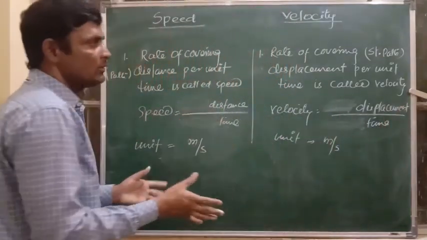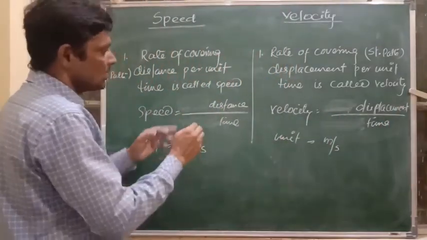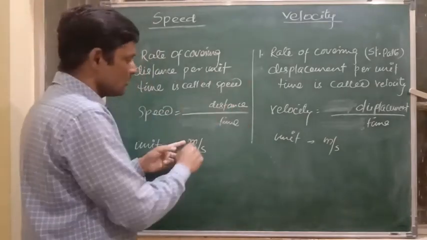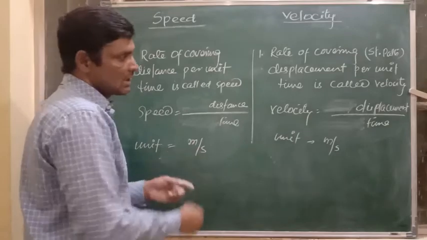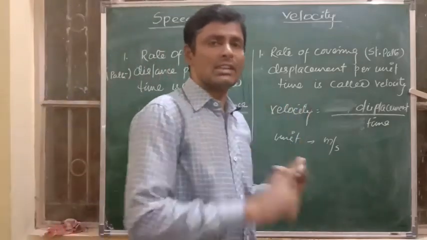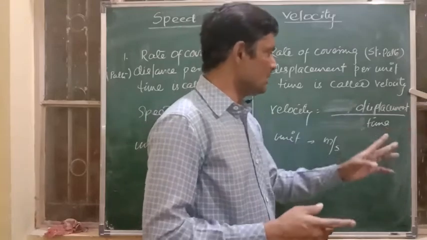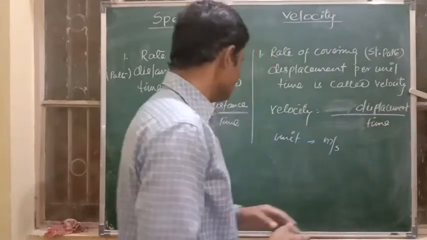The unit for both of them is the same, because distance is a length, so it should be measured in meters, and time in seconds. Displacement is again a length, but in a particular direction. Its unit is meter, and it is divided by time.